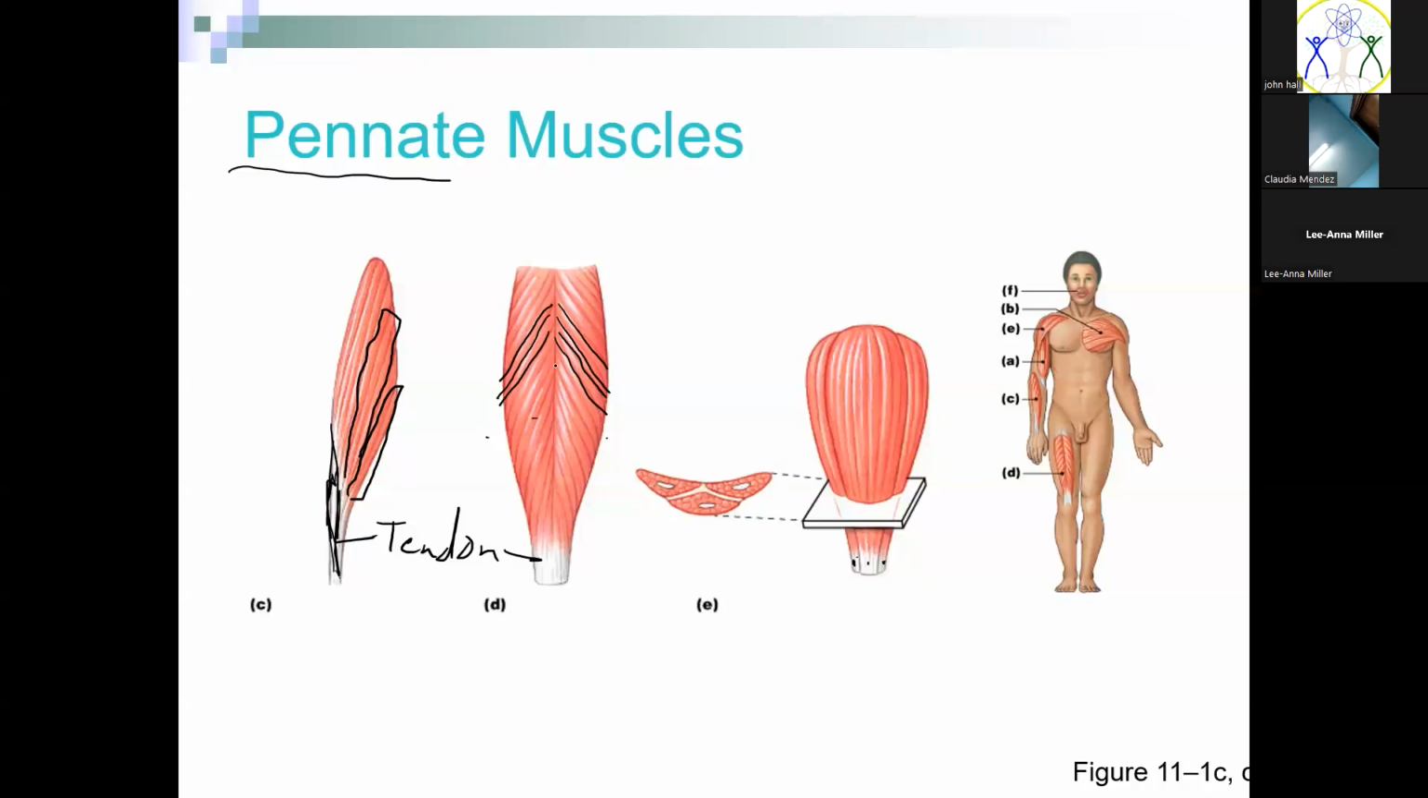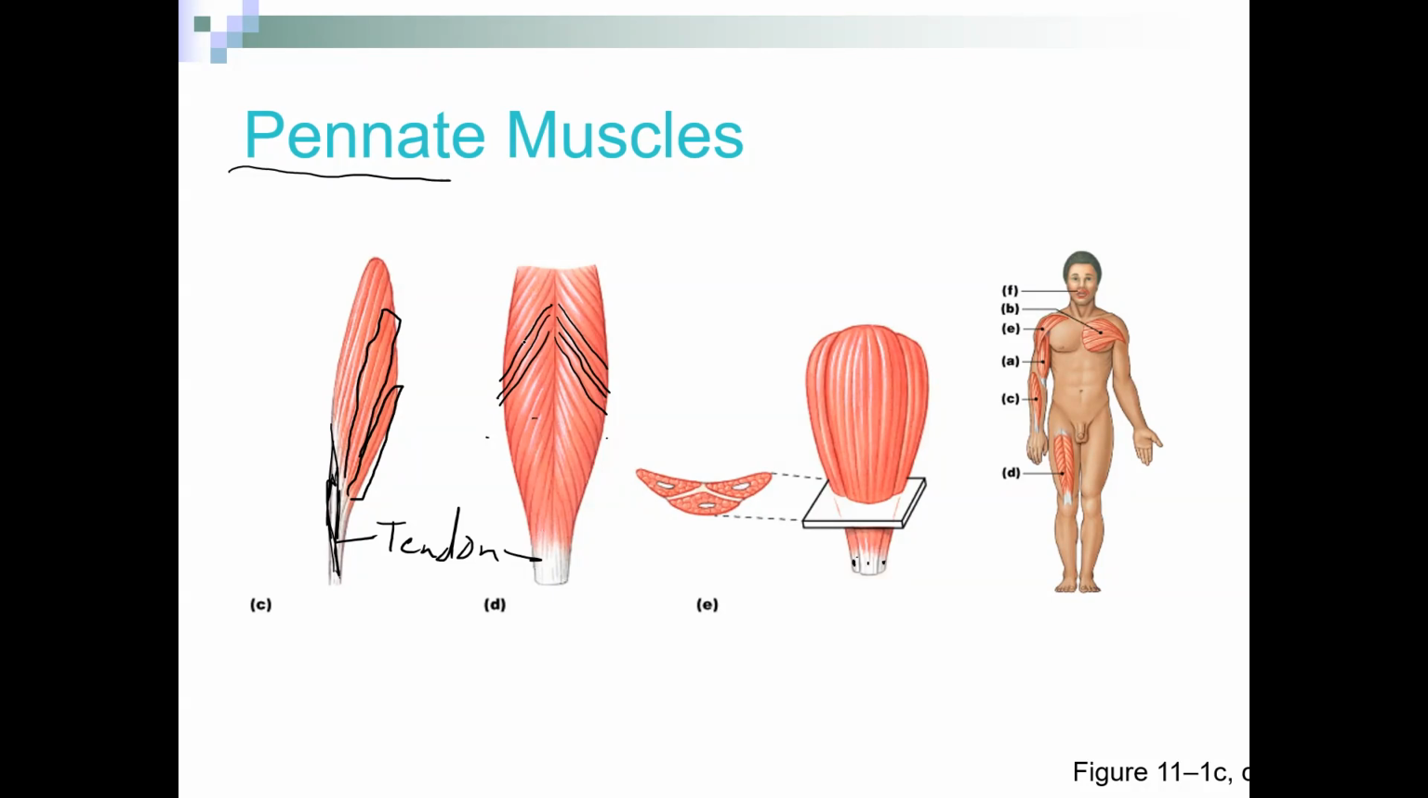The next muscle here is bipennate. Why? Because once again, it has two sides. As you know, bi means two, right? So this is unipennate, and that one is bipennate.